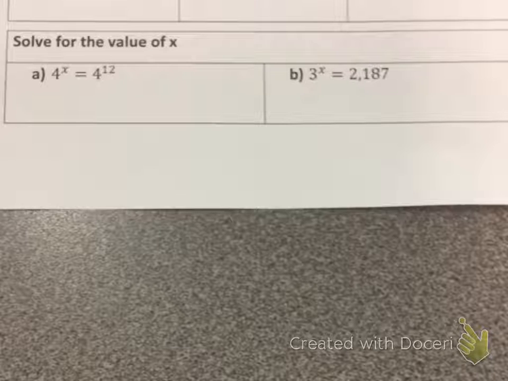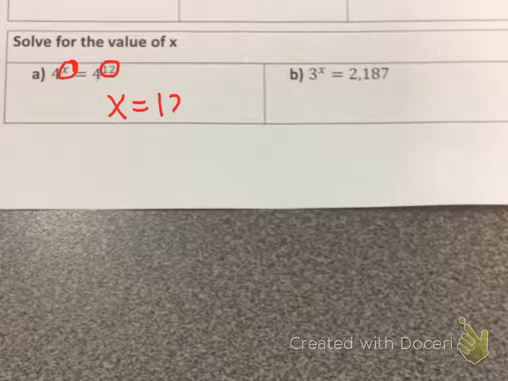All right, we have a couple of problems left down here at the bottom, and then we're done. This time, if I have 4 to the x power equals 4 to the 12th power, what does my x have to be? My x has to be 12.